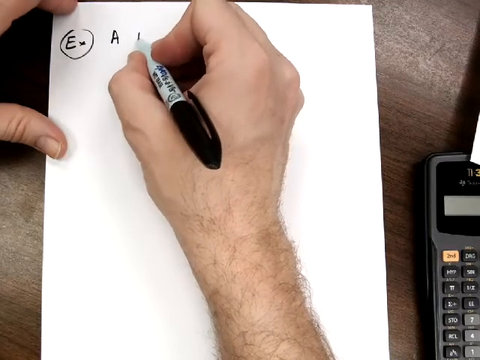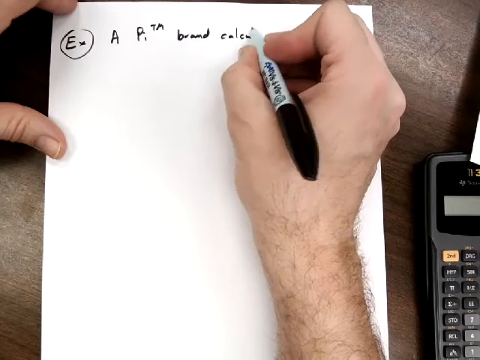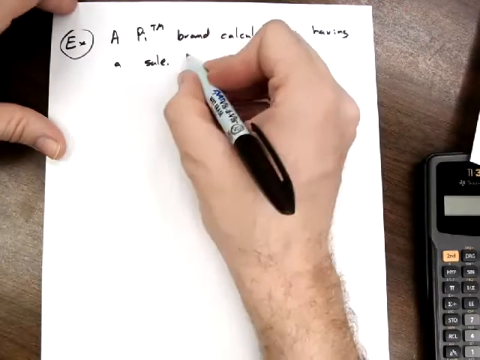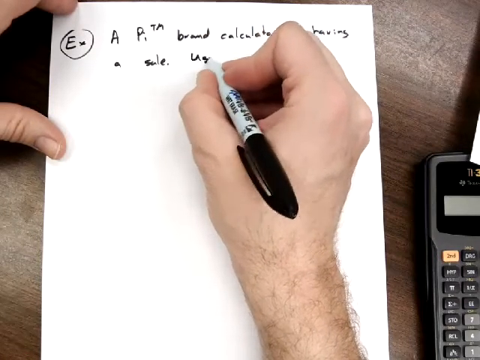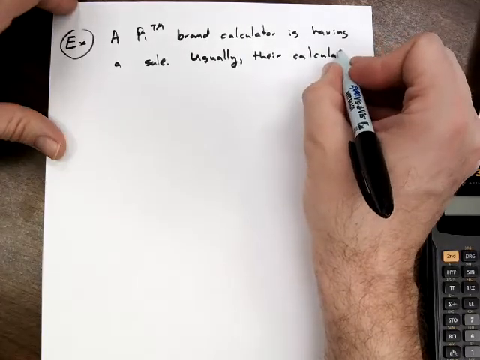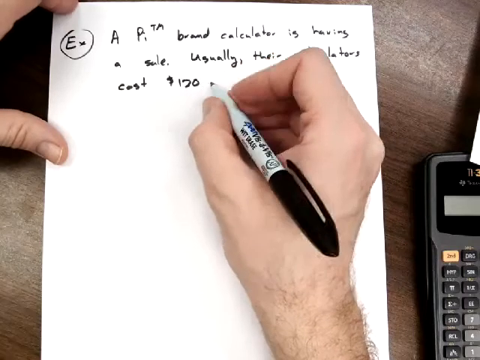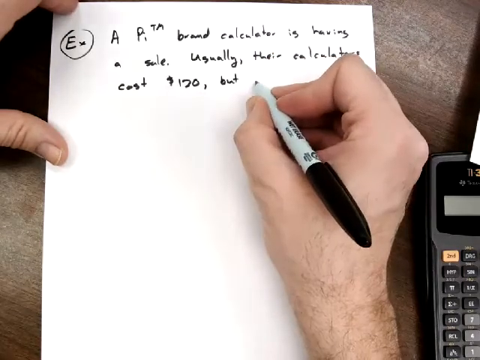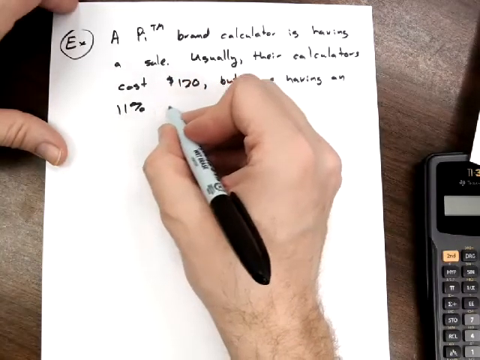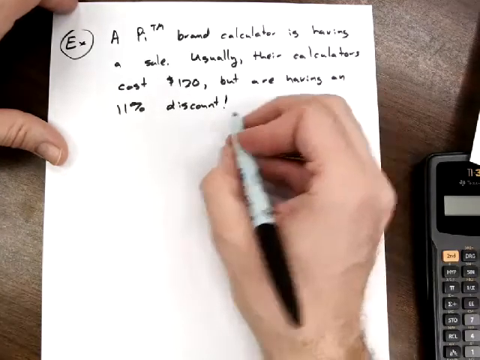a Pi brand calculator is having a sale. Usually, their calculators cost $120, but are having an 11% off discount. What is the amount of discount and what is the new cost?